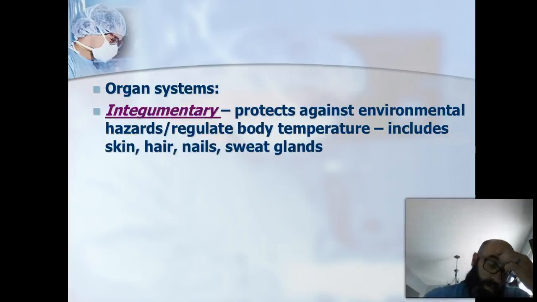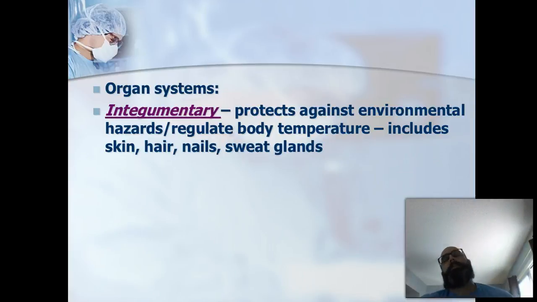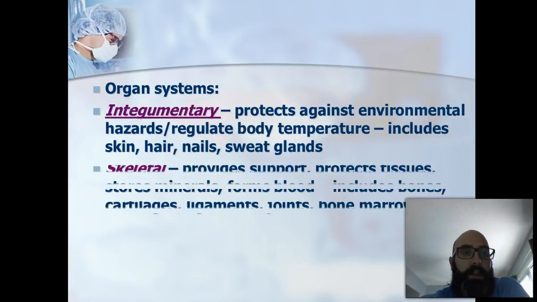So you probably have noticed that this entire class is divided into units, and those units surround specifically around organ systems. The organ systems we're going to go through, for example, are the integumentary system. This is what most people would associate with your skin, but it's beyond that. It's your skin, hair, nails, sweat glands. Your skin is the largest organ in the entire body, but mostly protects against environmental hazards, regulates body temperature, things of that nature.